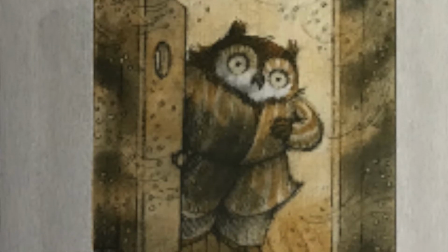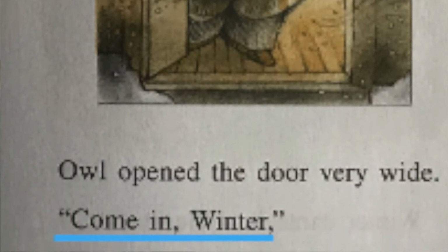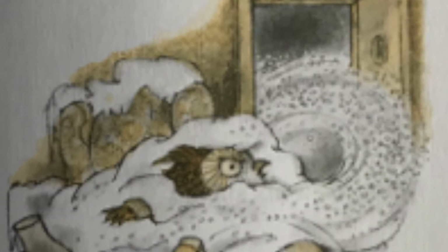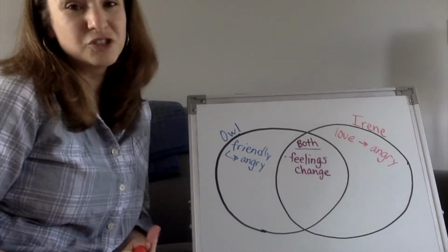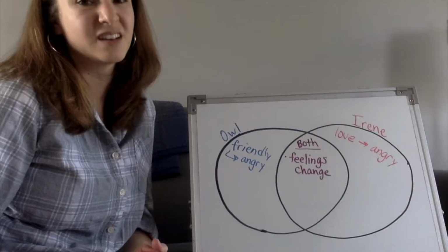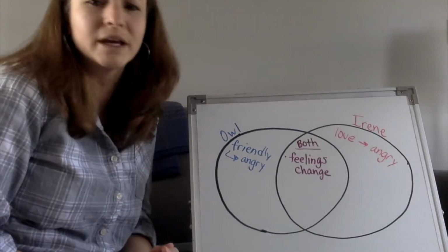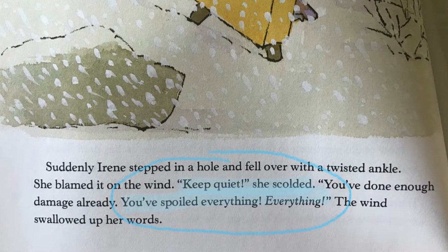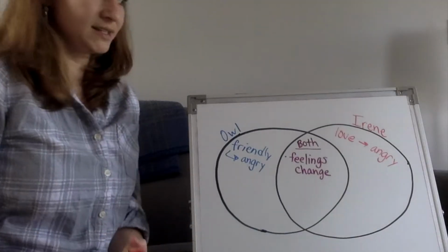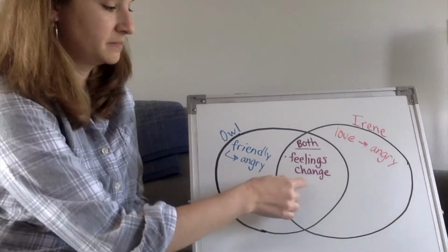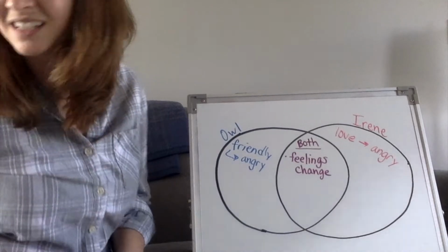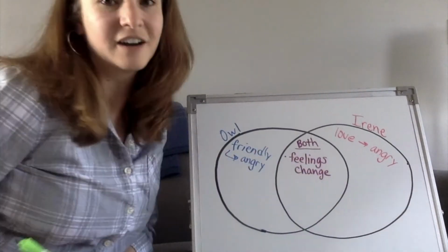Al, in the story at one point, opens the door and says, "Come in, Winter." And then when everything happened, he says, "Do not come back," and he kicks Winter out of his house. For Irene, I know she loves snow and winter because she said that right in the story. She said, "I love snow." And then there was another part where she yells at the wind and says, "You wicked wind." And she scolds it and says, "Keep quiet, you've spoiled everything," when it blew the box and the dress away. So those are some ways that the stories are the same and different. Oh, but I noticed both characters at one point felt angry. So where should I put that on our Venn diagram?